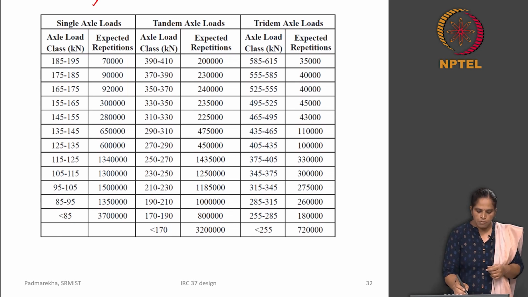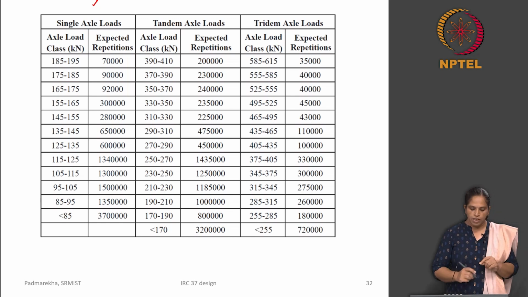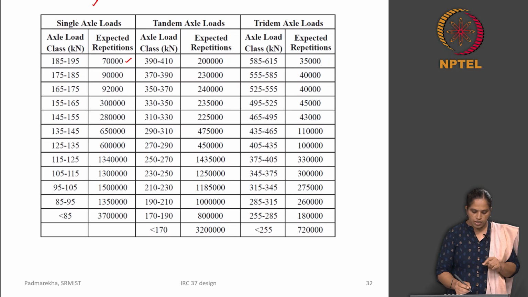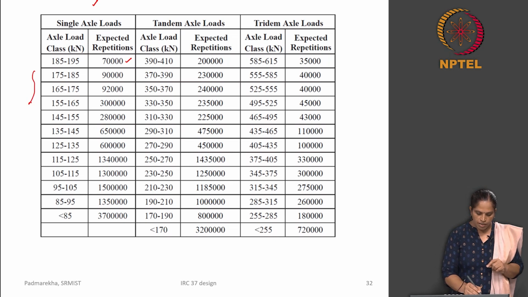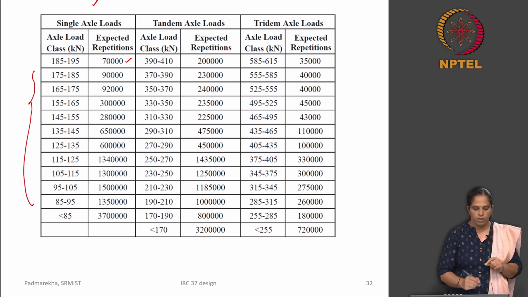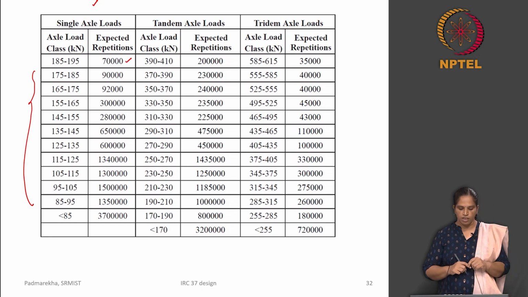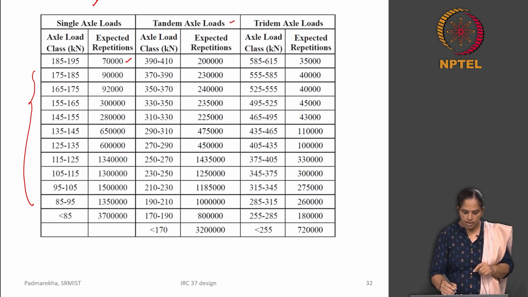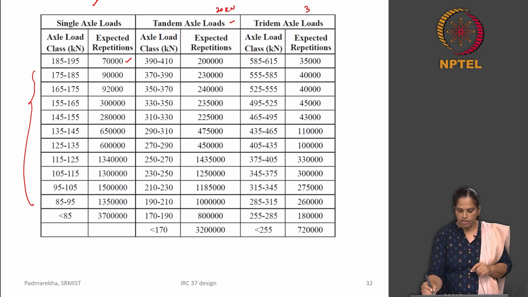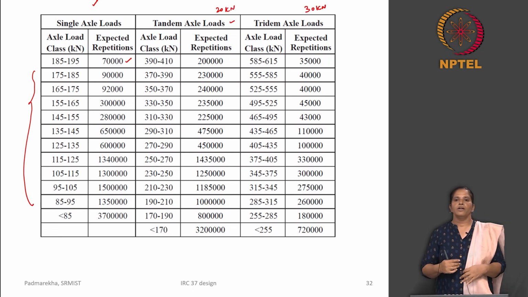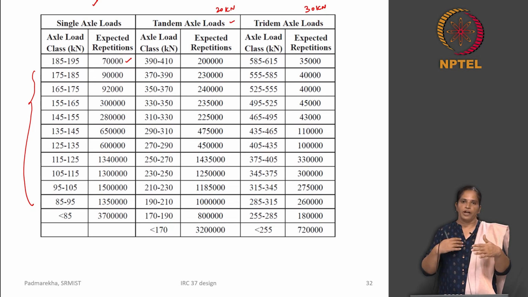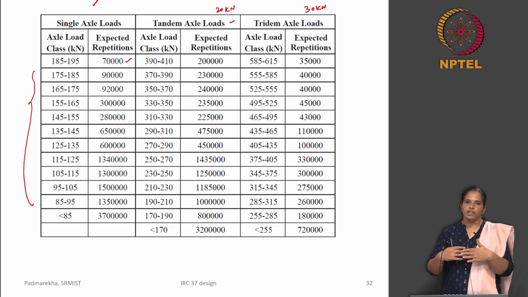So you have a number of repetitions of axle load that has a weight between 185 kilonewton to 195 kilonewton. This is 70,000. So you can see the grouping interval for a single axle, single wheel or dual wheel, to be at the interval of 10 kilonewton. For a tandem axle it is at the interval of 20 kilonewton, and for a tridem axle at an interval of 30 kilonewton.